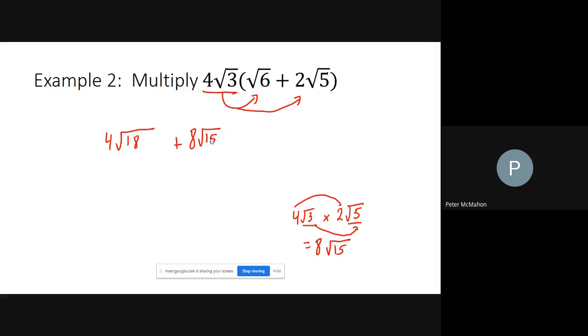Now we're partially done though, because we can still simplify one of these radicals. There's nothing we can do to root 15. 15 factors to 5 and 3, and neither of those are perfect squares, so we can't reduce this radical anymore. But 18 we can. It's 9 times 2. The square root of 9 is 3, so this is 4 times 3 with a root 2 underneath, plus 8 root 15. 4 times 3 is 12 root 2 plus 8 root 15. So here's our final answer for this question.